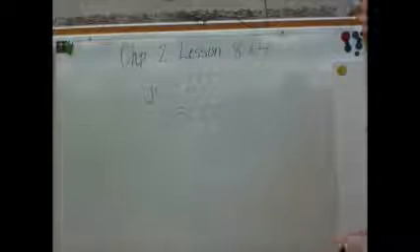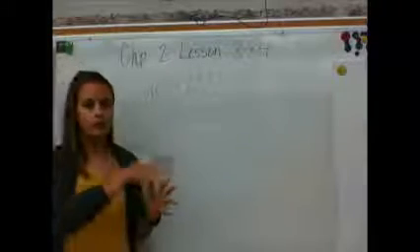Sounds good. All right. So what you've learned today is to count how many zeros you have in your power of 10, and make sure that that same amount of zeros are in your product.